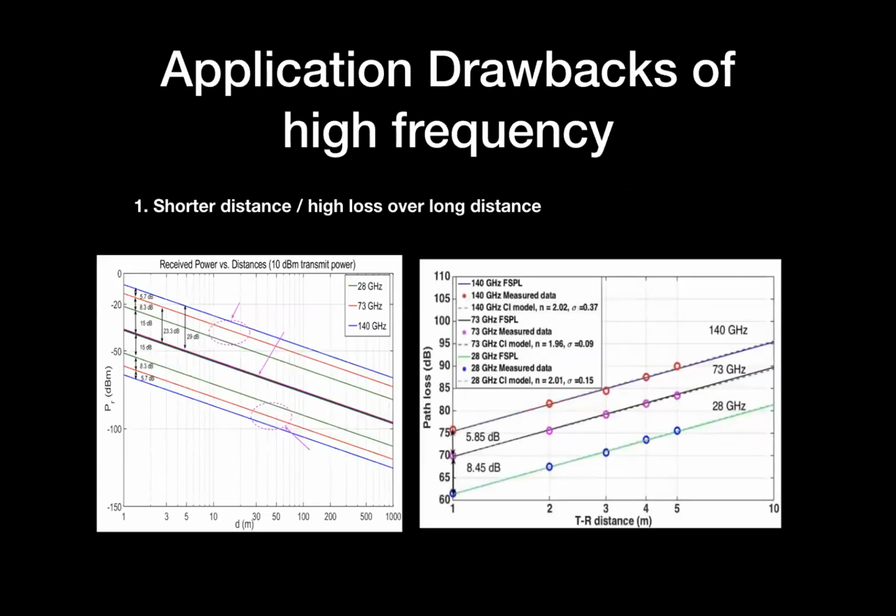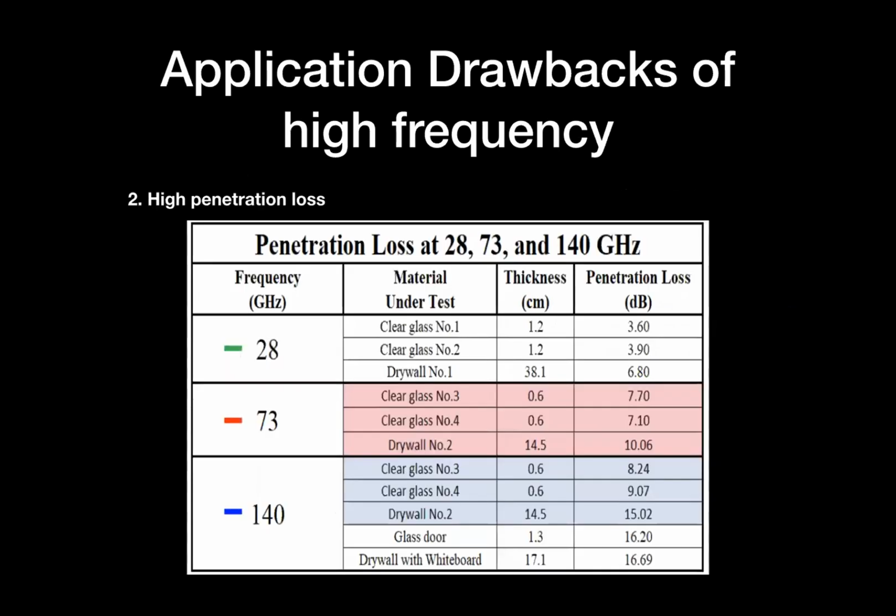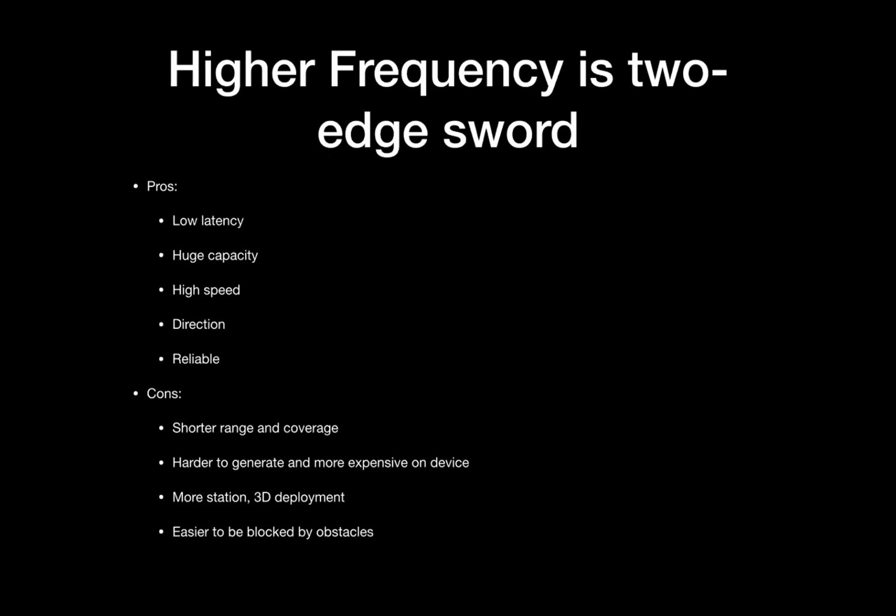Here is also a small graphic about the distance and how the frequency affects the power being lost by traveling the distance. The higher the frequency, the quicker it drops energy, losing power quicker. And it's also talking about penetration. So in short, high frequency is a two-edged sword. There are some advantages, but it also has some shortcomings.